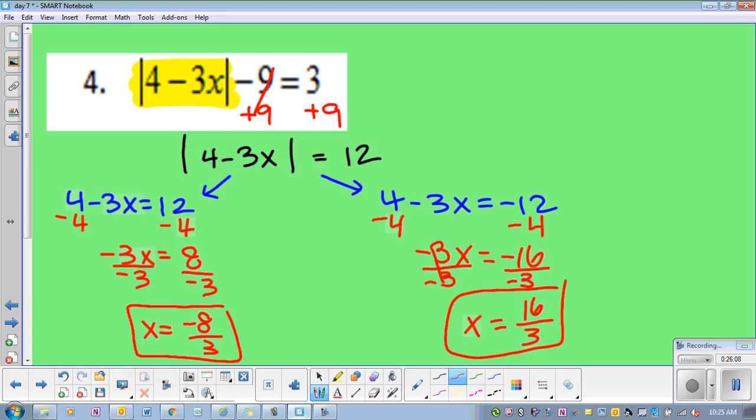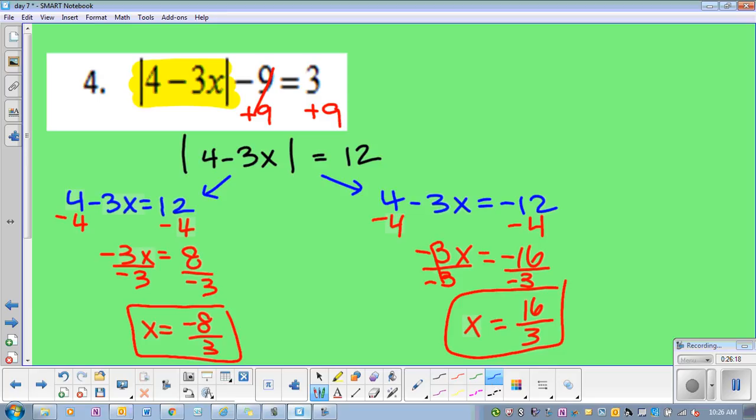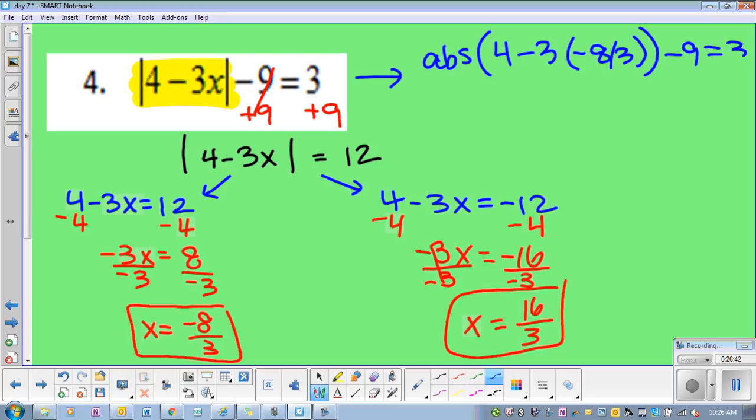All right, so now we're going to check this. We're going to plug it into our original problem. When I plug it into the calculator, I put 4 minus 3. If I'm going to plug in a fraction, I need parentheses. Parentheses, negative 8 divided by 3. Since you have 2 open, you got to close 2. Close, close. Minus 9. Does that equal 3?